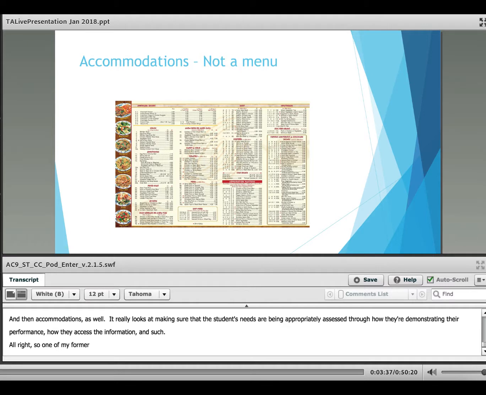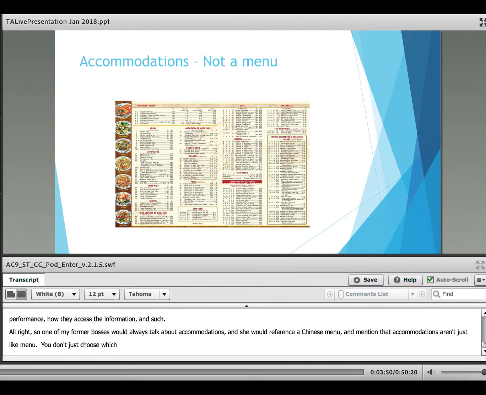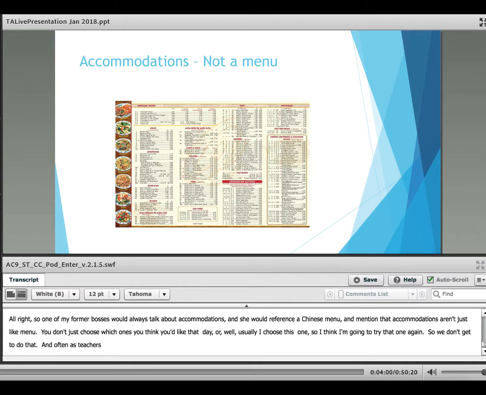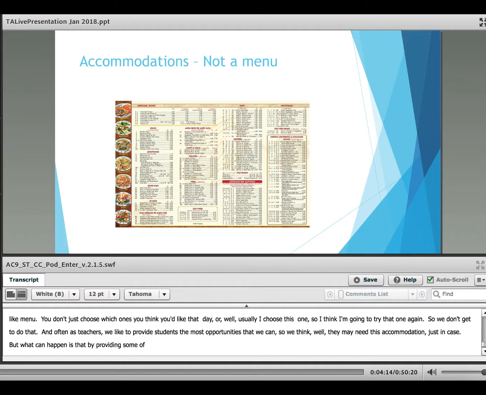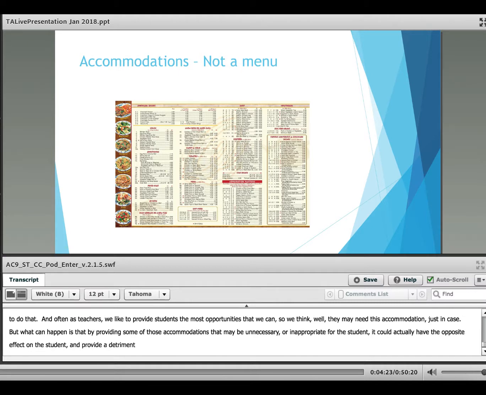One of my former bosses would always talk about accommodations, and she would reference the Chinese menu and mention that accommodations aren't just like a menu. You don't just choose which ones you think you'd like that day, or, well, usually I choose this one, so I think I'm going to try that one again. So we don't get to do that. And often as teachers, we like to provide students the most opportunities that we can. So we think, well, they may need this accommodation just in case. But what can happen is that by providing some of those accommodations that may be unnecessary or inappropriate for the student, it could actually have the opposite effect on the student and provide a detriment to the student.